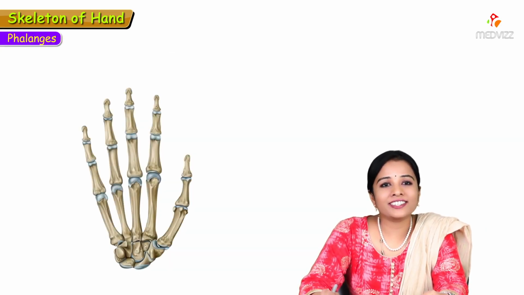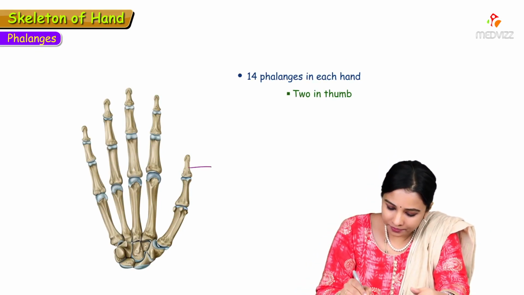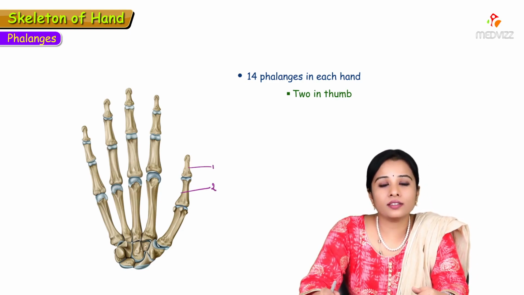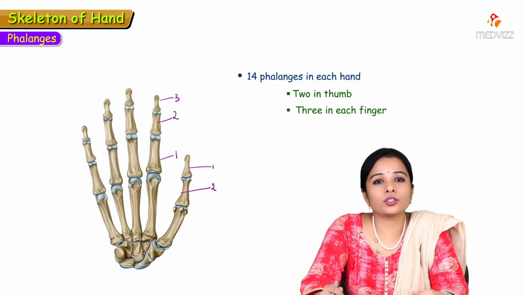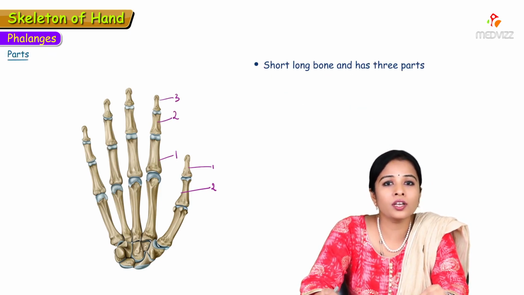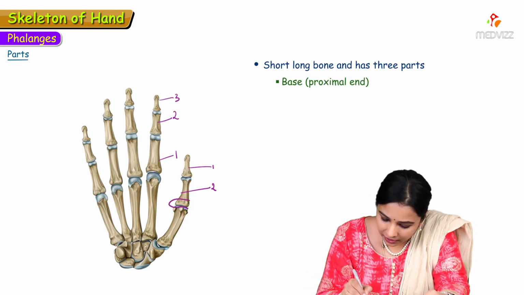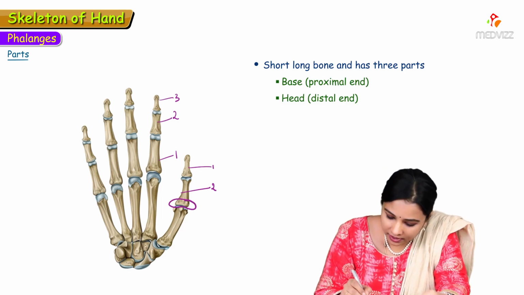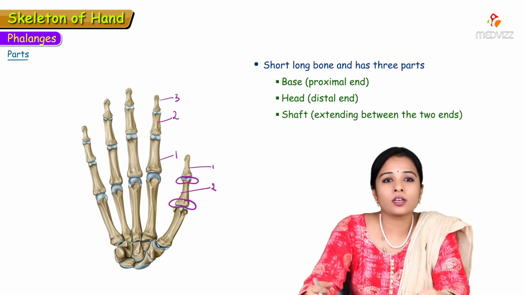Next, about the phalanges. There are 14 phalanges in each hand. There are 2 phalanges in the thumb, and 3 phalanges in each finger. So totally there are 14 phalanges in each hand, and each phalanx is a short long bone and has 3 parts. Base, which is the proximal end; head, which is the distal end; and the shaft which extends between these two ends.